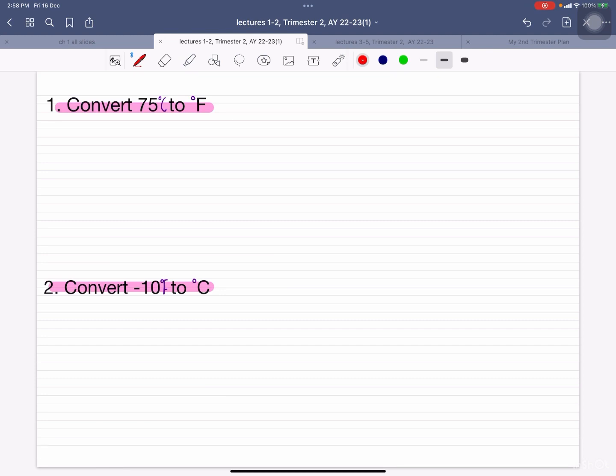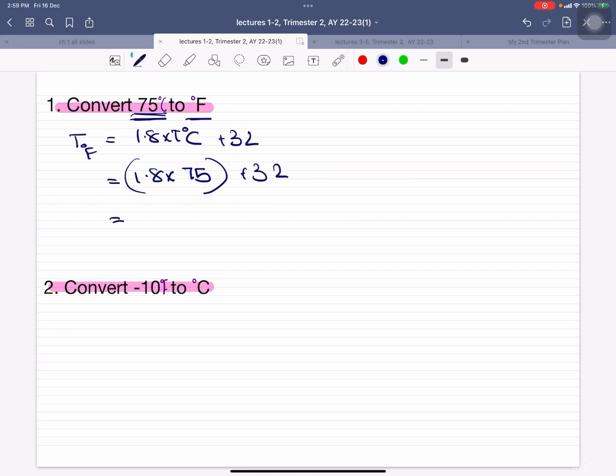So practice number 1, we want to convert from Celsius to Fahrenheit. We just need to know the conversion formula. Here we want to convert 75 Celsius to Fahrenheit. The temperature in Fahrenheit is equal to 1.8 times the temperature in Celsius plus 32. So 1.8 times the temperature in Celsius, here 75, all together plus 32. First we multiply 1.8 by 75, then adding 32 we have 167 Fahrenheit. Same answer. Let's take question number 2.